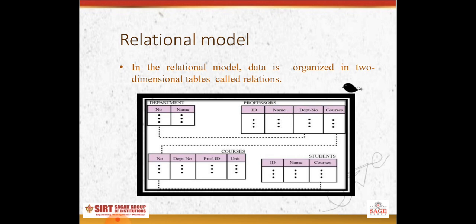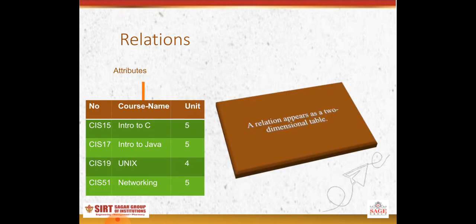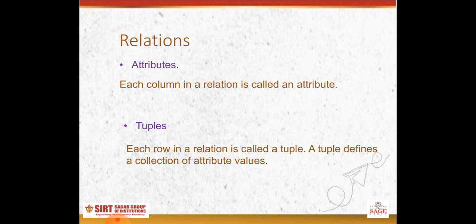In relational data model, data is organized in the form of a two-dimensional table called a relation, as shown in the picture. Here department, professors, courses and students are the relational data models. They are interconnected with each other. In relational data model, a table name is known as the relation. Columns of the relation are known as attributes and rows are known as records, or we can say tuples.